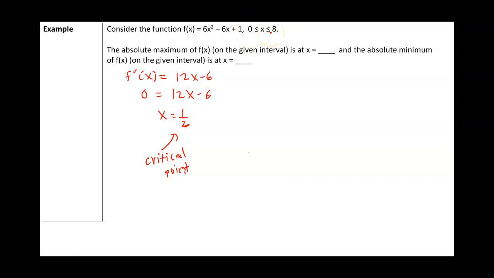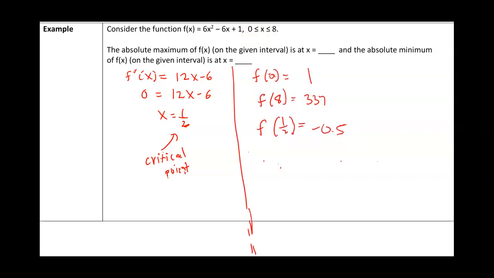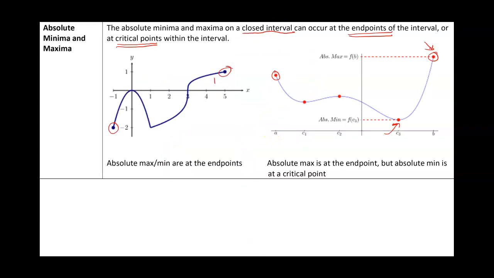So the 3 points we have to test are the two endpoints, 0 and 8, and then our critical point, which is 1/2. So I'm going to test f of 0, f of 8, those are my endpoints, and also f of 1/2, which is the critical point. The reason I'm doing this is because the min or the max could either happen at the endpoints, like here, lowest point, highest point, but it could also happen at the critical point, like in this case, where this is the lowest point on the graph.